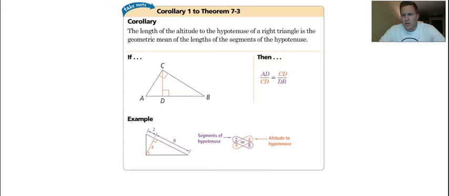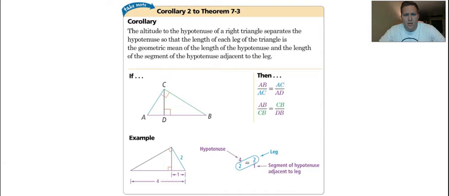And then our last one is the same thing. It just says the altitude to the hypotenuse of a right triangle separates the hypotenuse, so the leg of each triangle is the geometric mean. All this means, though, is that we can take the bigger triangle still. We are taking 4 right there, and we are comparing it to the smaller triangle right there.